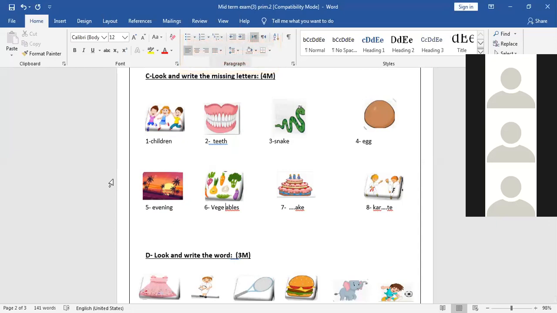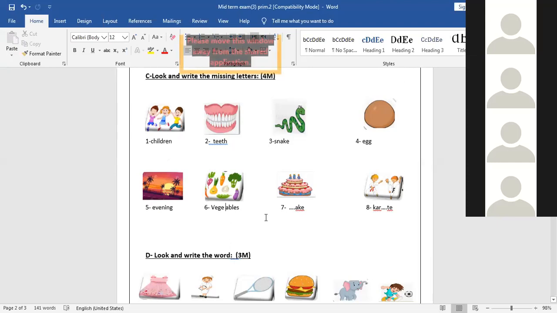Alia, you can hear me, right? Alia, hello? Yes. Look at this. What can you see here? Vegetables. So the missing letter is? G. Okay. No, it's not G. Look at this. Veggie? Ta. So the missing letter is? Vegetable. Yeah, so it's going to be T. Thank you so much.